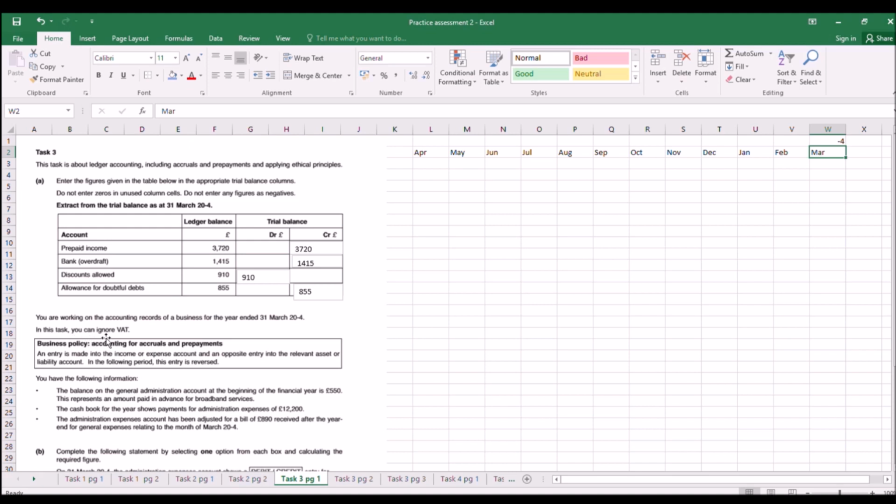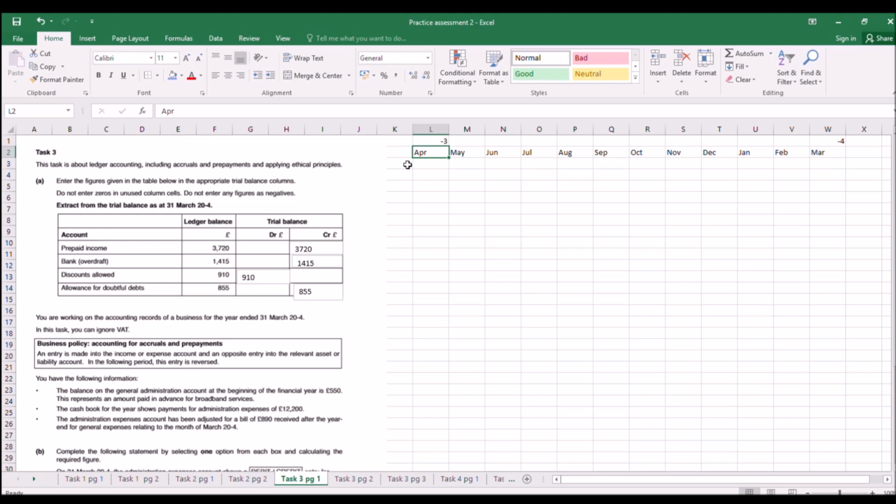On this task we're going to have something here which is probably going to say it's going to reverse in journal. So an entry is made into income and expenditure with an opposite entry into the relevant asset or liability accounts. In the following period, this entry is reversed. So what this statement is saying is that the policy for this company is to undertake what's known as reversing journals.